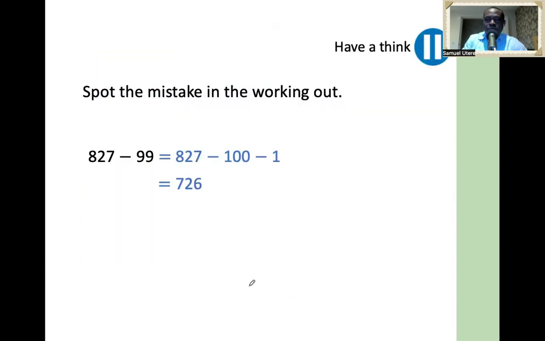Can you spot the mistake in this example? Remember our mental strategies. We want to subtract 99 from 827. Here is what the person did. The person subtracted 100, which means the person had actually subtracted an extra 1 from what they were actually asked to subtract. So in our answer, the answer could have been done with addition. So this is what the person could have represented. 827 minus 100. And then you say, well, my answer should actually be 728.